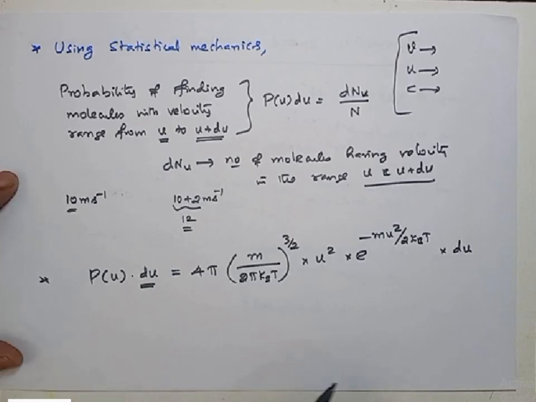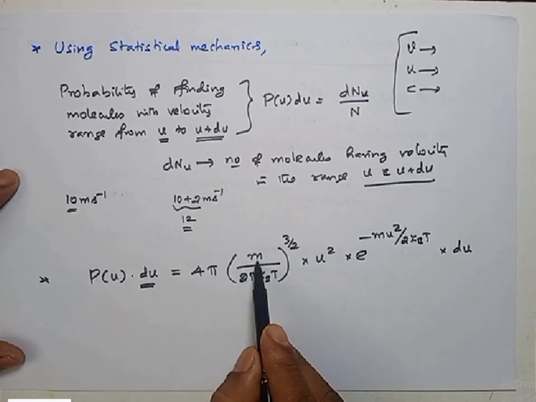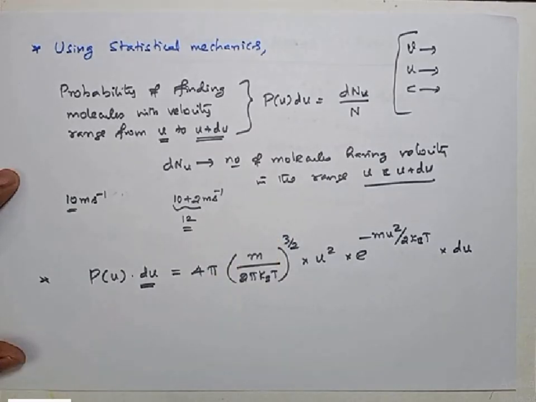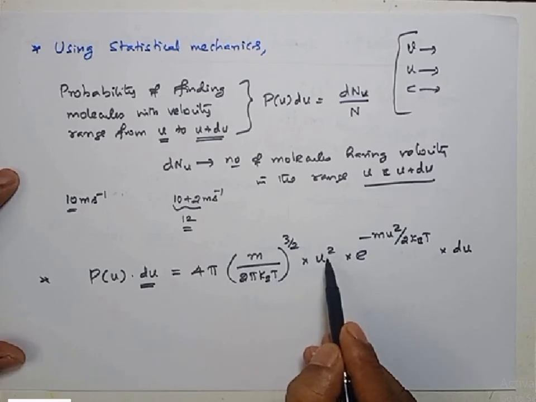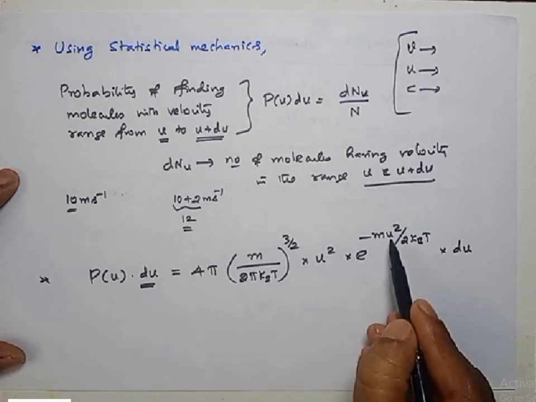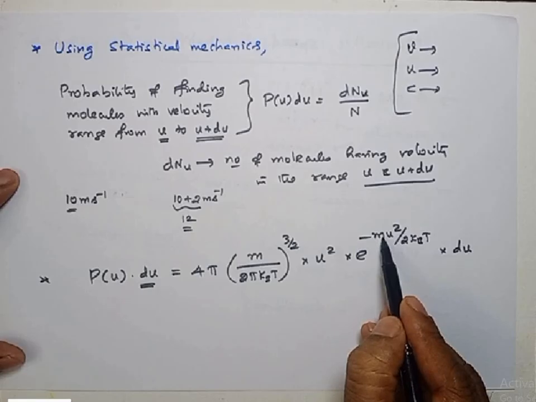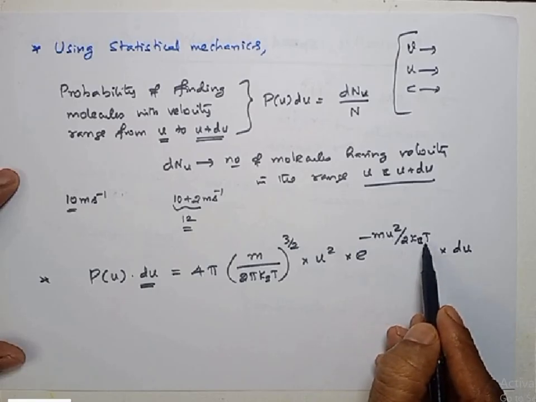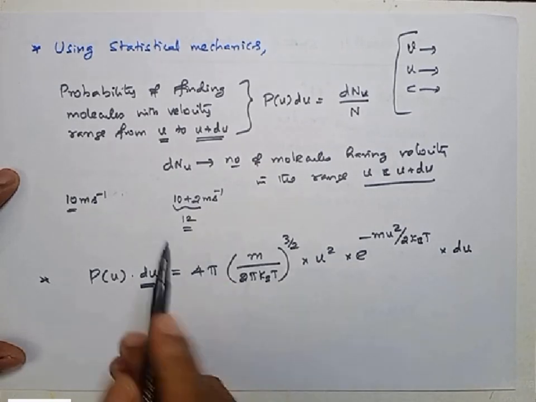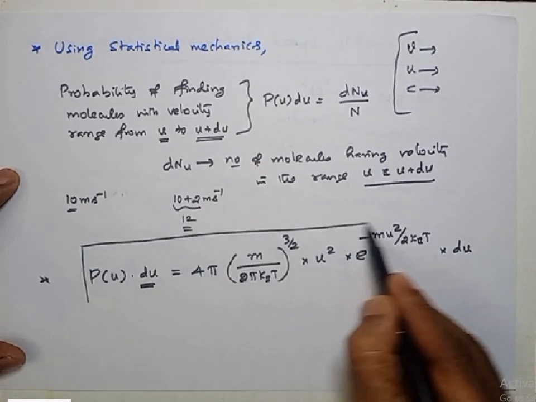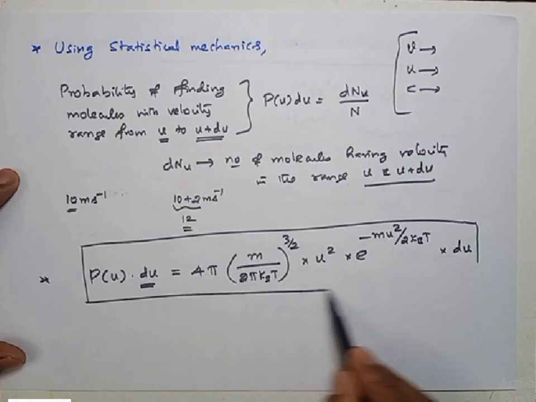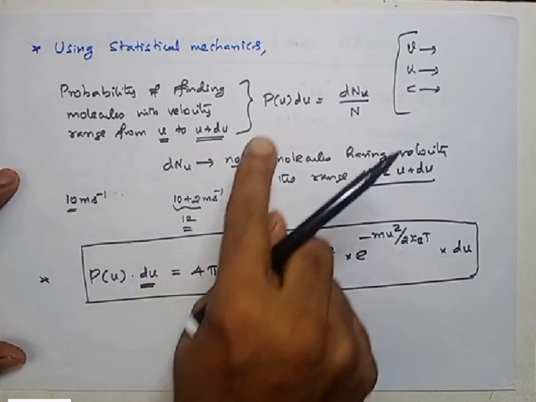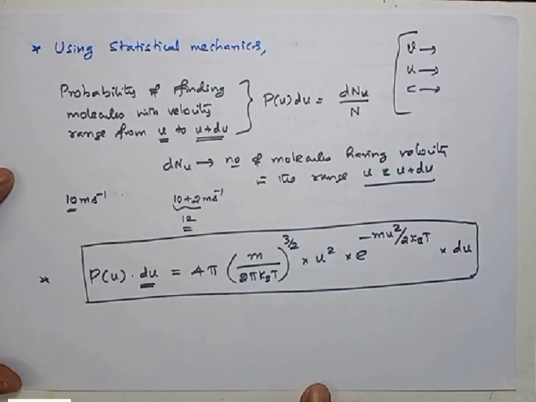Now, here, m is nothing but the mass of one molecule. Kb is the Boltzmann constant, T is temperature. Here I have the square of the velocity, e power minus m u square by 2 Kb T, where m is the mass of one molecule, Kb is the Boltzmann constant, T is temperature. This is the expression which gives you the probability of finding a molecule in the velocity range u to u plus du. Take note.